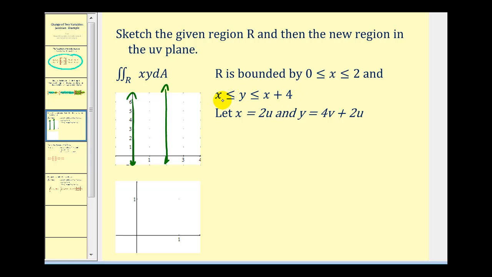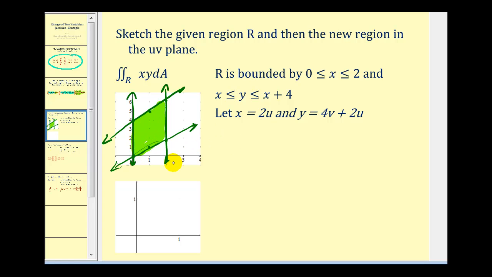So let's graph y equals x. That's a line with the slope of 1 passing through the origin. That would be this line here. And notice that y is above this line. And let's go ahead and graph y equals x plus 4, and y is below that line. So we have a y-intercept of 4 and another slope of 1. So the given region of integration is this region here.